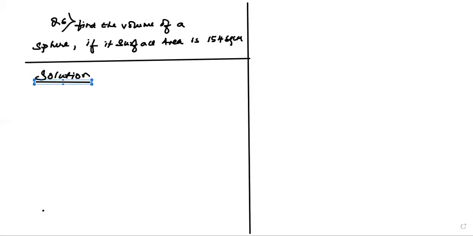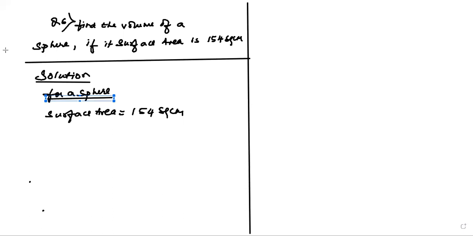Very simple question, children. Find the volume of a sphere if its surface area is 154 square centimeter. We are talking about a sphere, children. What is given to us? Always we write it out. Surface area is given: surface area equals 154 square centimeter. Surface area has a formula, children, so better use the formula for the surface area of a sphere. So what is that formula, children?